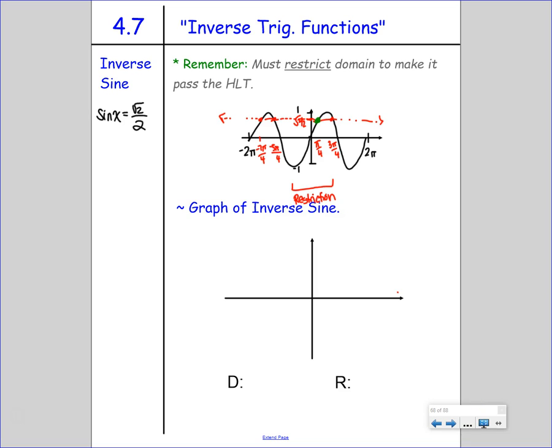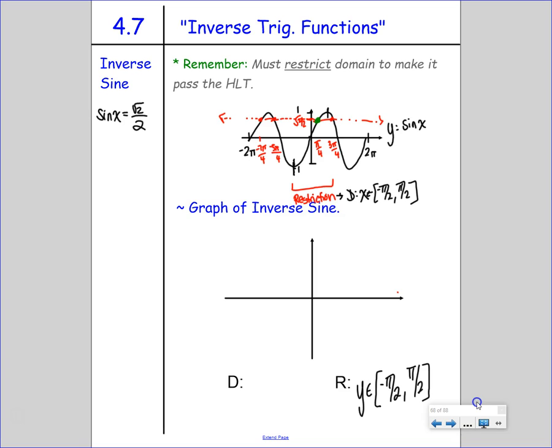We have to restrict sine and say, in order to get every possible value of sine, we're going to have to cut the sine curve and say, no, we're only going to take answers between negative pi over 2 and pi over 2. We're going to cut the domain of sine down. The restriction is to only look between negative pi over 2 and pi over 2. And let me tell you why.